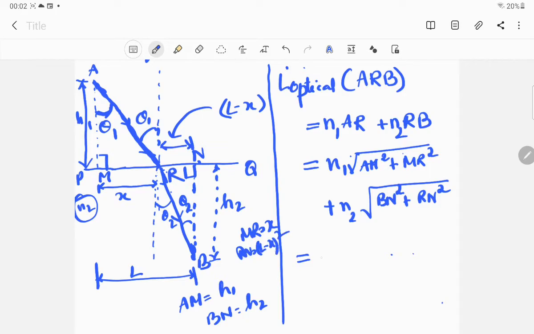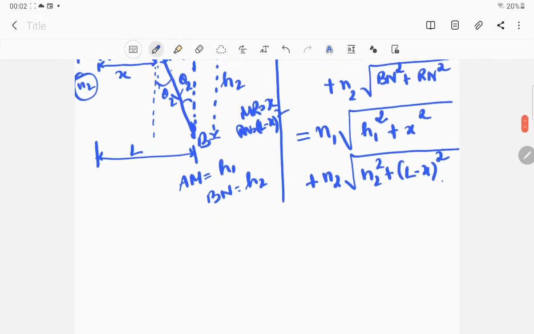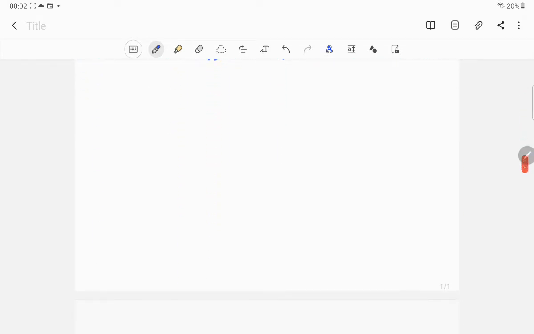So you can take a pen and paper and try to solve it. Okay, so AM square means H1 square plus X square, and BN square means H2 square plus RN square, which means L minus X whole square. Okay, so let us write it down simply.